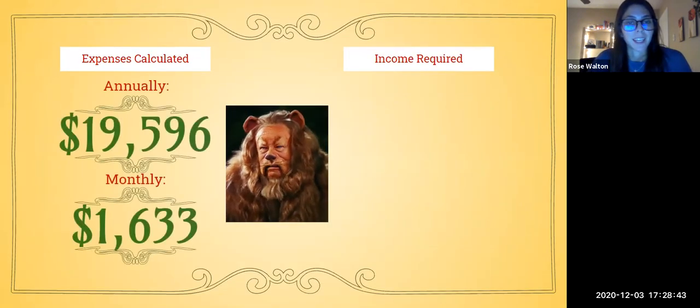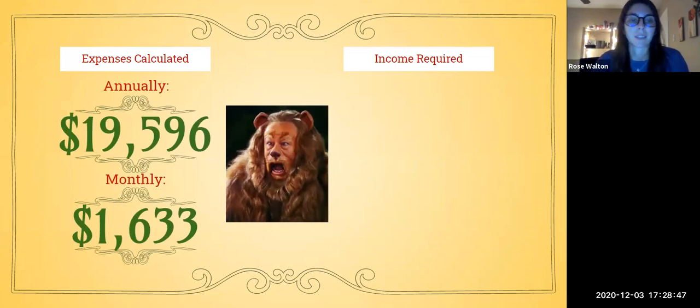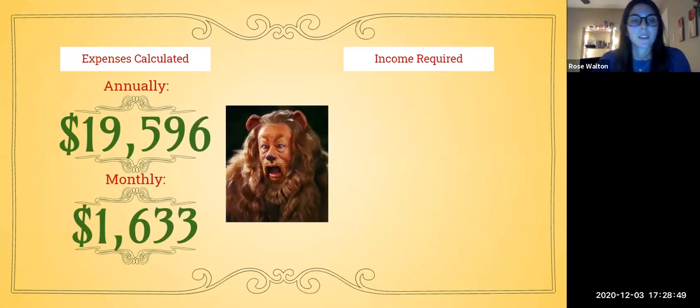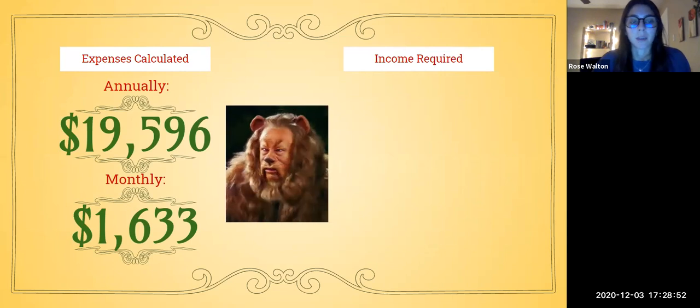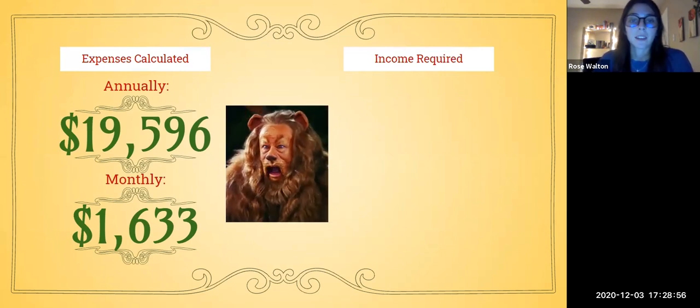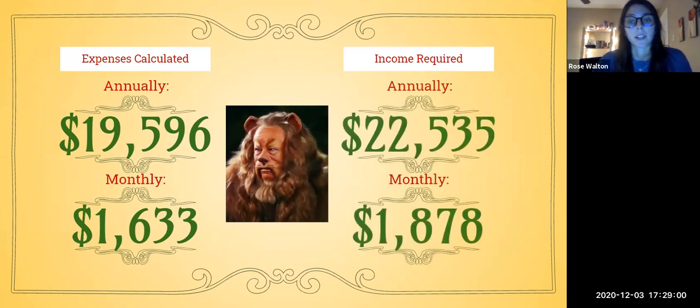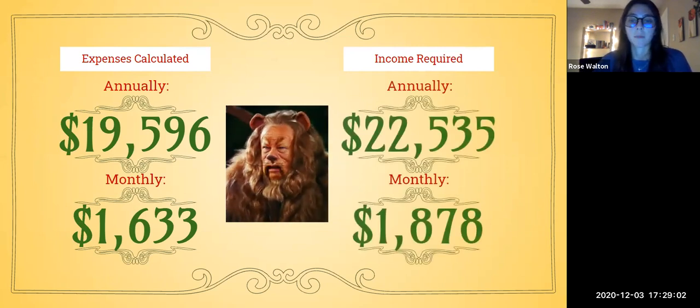So again, if you're kind of feeling like that lion right now, because annually we'll need about $19,596 to meet these expenses. Again, it's about $1,600 monthly. And so our income required for doing that is going to be about $22,535, and then monthly, just under $1,900, $1,878.